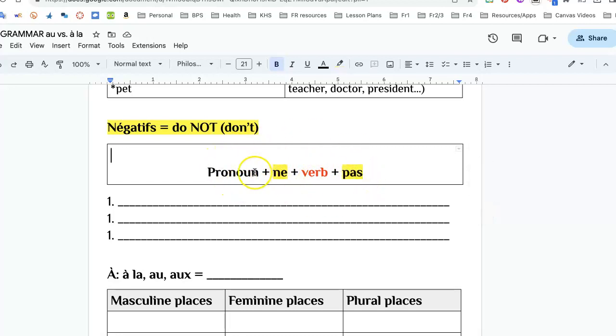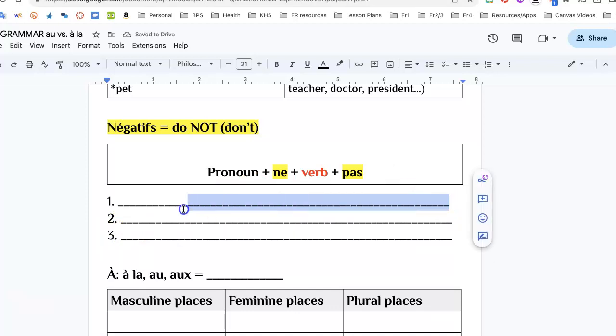Once you get that, let's see what this looks like in a real sentence. On number one, oh, what did I do, madame? Oh my gosh, I'm so silly. Okay, number one, let's just say I do not like candy. I don't know.